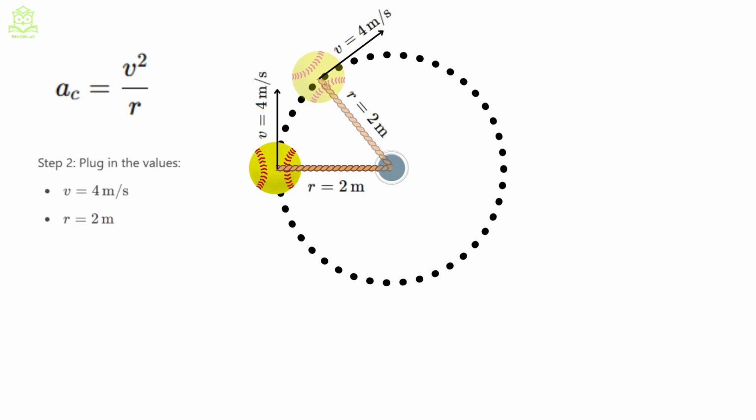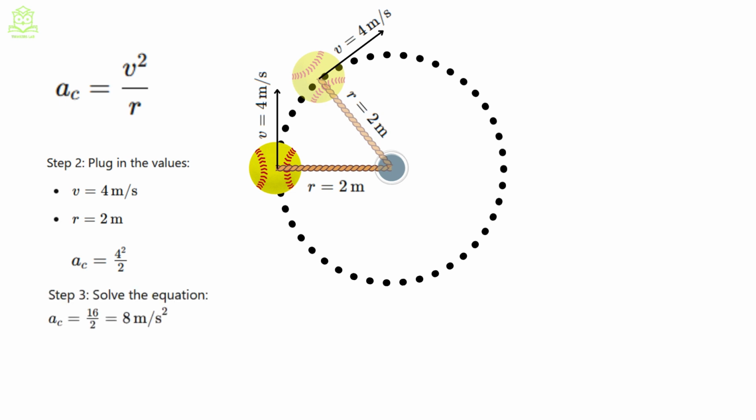Step 2, plug in the values. The velocity is 4 meters per second, and the radius is 2 meters. So it becomes a sub c equals 4 squared divided by 2. Step 3, solve the equation. 4 squared is 16, and 16 divided by 2 is 8. So the centripetal acceleration is 8 meters per second squared.